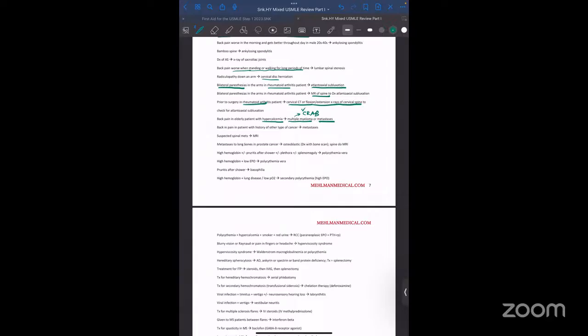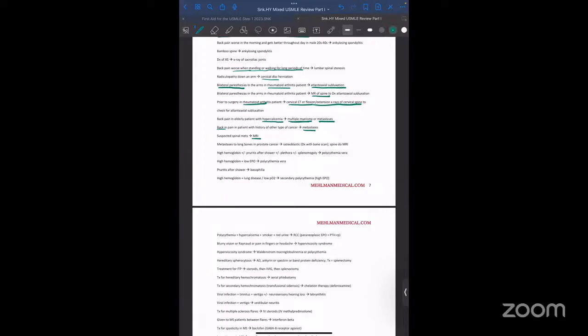So hypercalcemia, renal, anemia, bone pain. So this calcium, think multiple myeloma or METs. Okay. Back pain in a patient with history of other type of cancer. Also think METs, right? Suspected spinal METs, do an MRI.